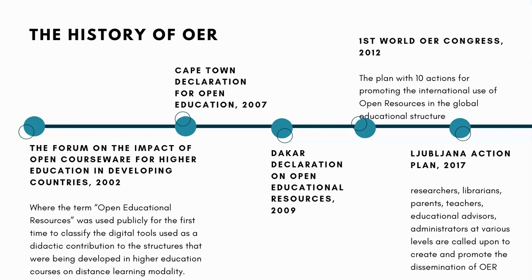The second one is the Cape Town Declaration for Open Education in 2007, followed by the Dakar Declaration on Open Educational Resources in 2009. The first World OER Congress occurred in 2012 that brought to us the plan with 10 actions for promoting the international use of open resources in the global education structure. After that, we had the Ljubljana Action Plan in 2017, where researchers, librarians, parents, teachers, educational advisors, administrators at various levels were called upon to create and promote the dissemination of OER.